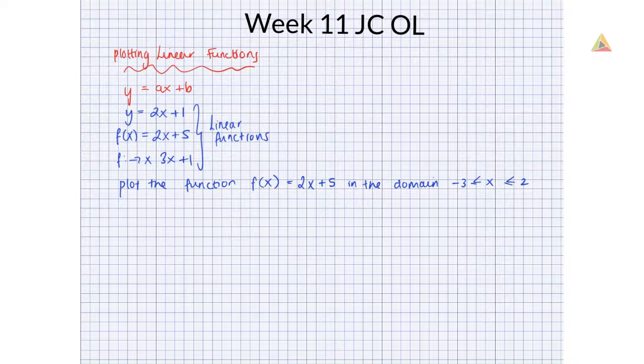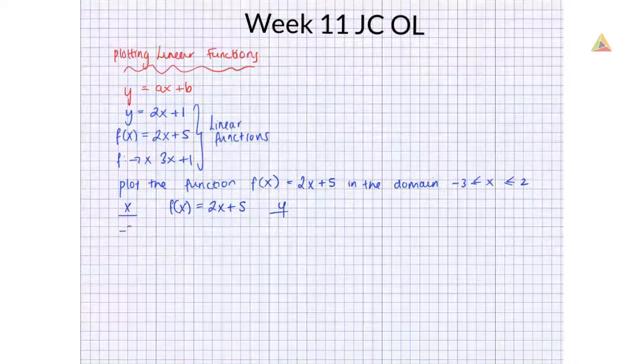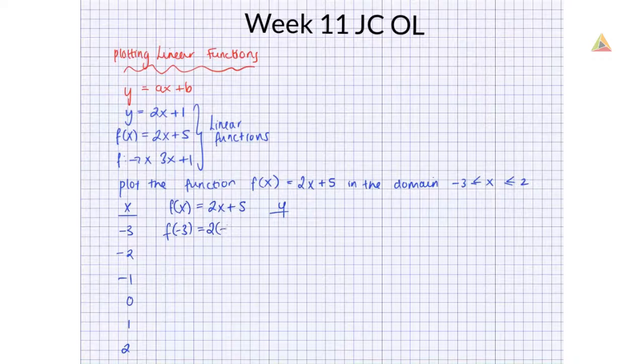So let's create a table here which will help us to plot. So I'm going to put my x values here, my rule, f of x is equal to 2x plus 5, and then my y values. And we're going to get some corresponding points, or couples or ordered pairs. So our x values are minus 3, minus 2, minus 1, 0, 1 and 2. So we're putting that into the function. So f of minus 3, so you're plugging minus 3 anywhere you see x. So 2 by minus 3 plus 5. That gives us minus 6 plus 5, which brings us to minus 1.